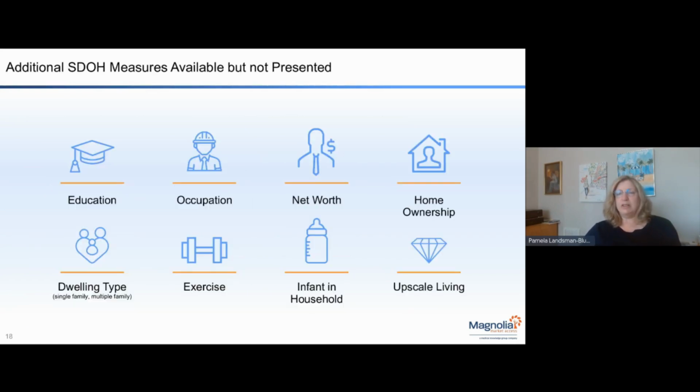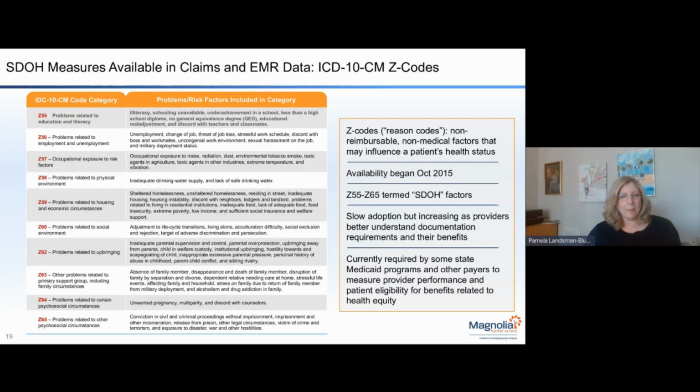Some additional measures that we looked at, but we're not presenting. There's information on education level, occupation, home ownership, do they exercise, is there an infant, and something called house upscale living. And that looks at things such as, do you travel out of the country? Do you go to art museums? Do you frequent the theater? So you have, I'll say, some more disposable income on hand to participate in some other activities. So that all looked at the social determinants of health data.